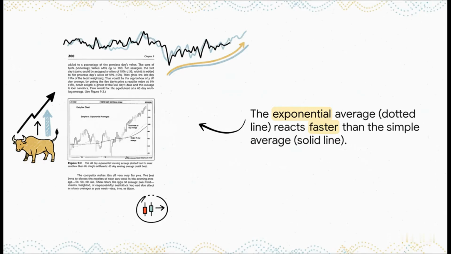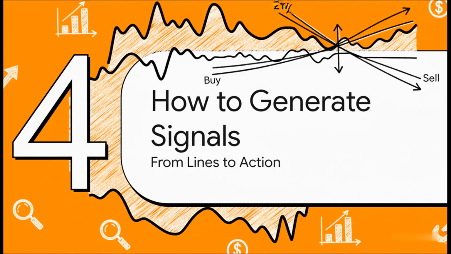And wow, you can really see the difference right here. Look at that. As the price starts to take off, that dotted exponential line, the one that's more sensitive, it starts to turn up before the solid, simple average line does. And that quicker reaction time is exactly why some traders swear by the EMA. Okay, so we've got these cool lines on a chart that show us the trend.